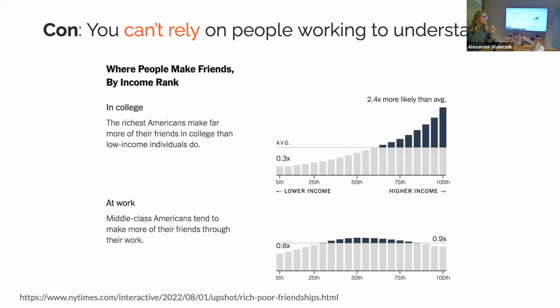So on the other hand, there are some negatives to the fact that people don't care as much as you do. And one of them is that people generally don't want to work very hard to understand what you're trying to explain to them. You'll notice that I put someone else's visualization on the con. Don't worry, my own visualizations will be criticized later on. No, but this is a data visualization from the New York Times, which I actually like. And I like all of the visualizations I've put in this presentation, but this is about where people make friends by how much income they have.